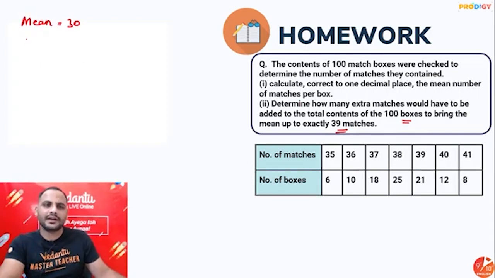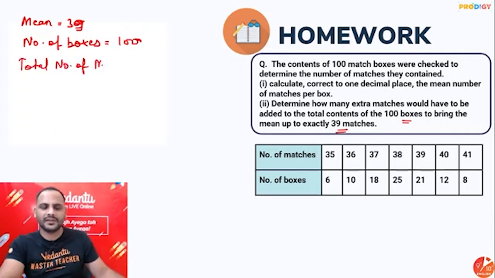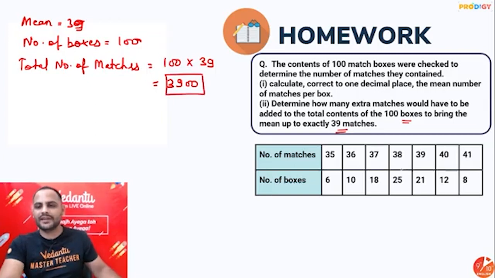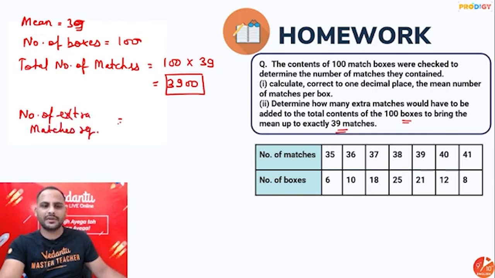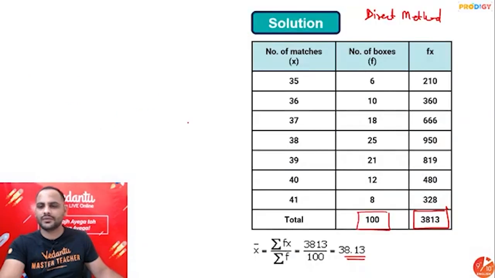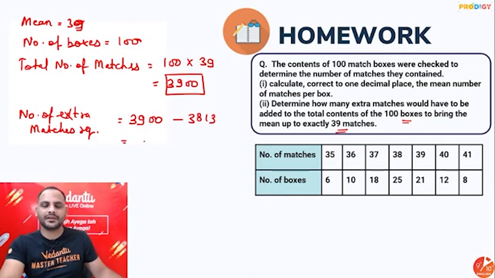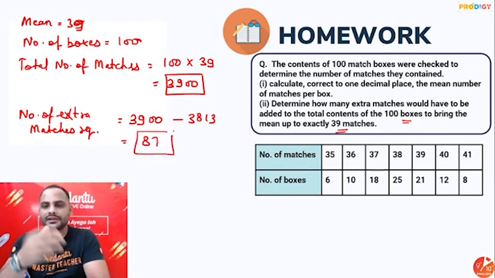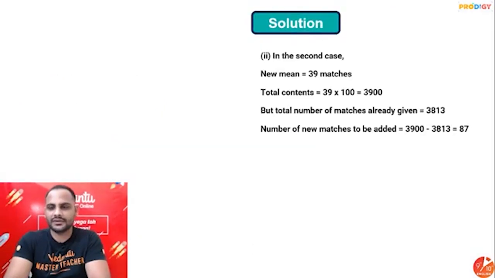If the mean is 39 and the total number of boxes is 100, then the total number of matchsticks should be 100 boxes times 39 each, so 3900 total matches. How many do we have in actual? 3813. So how many do we need to add? The number of extra matches required will be 3900 minus 3813, the remaining is 87. So 87 extra matches are needed so that the mean will be exactly 39. So 87 will be your answer here.